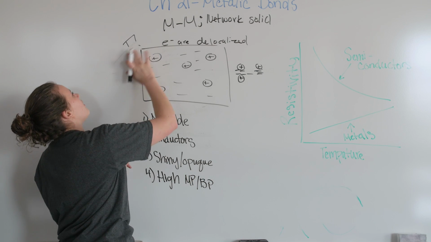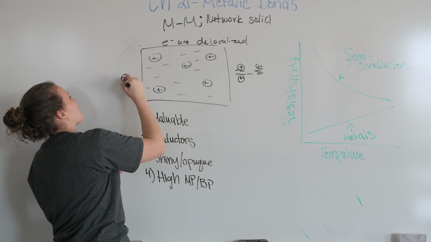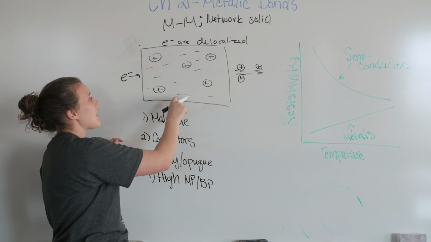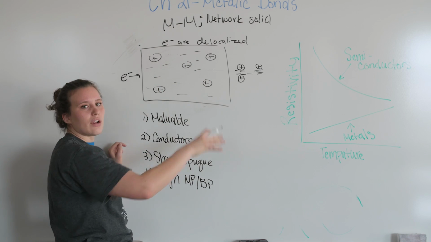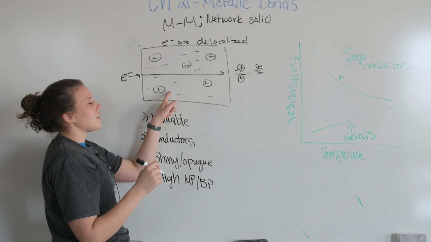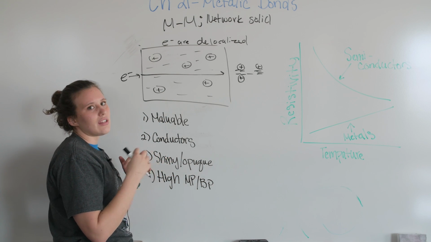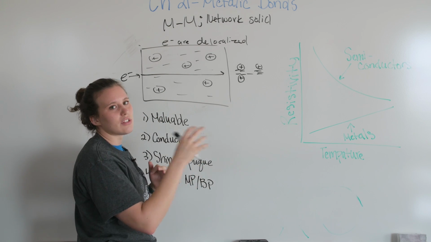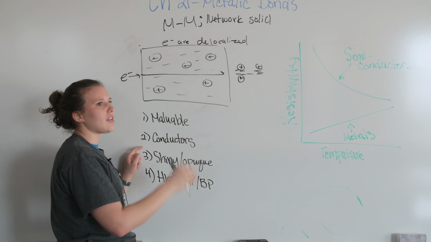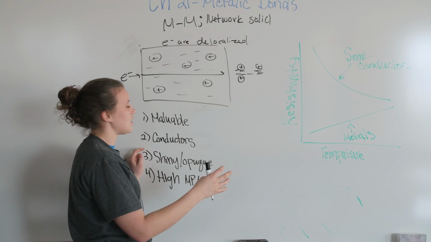So if I have an electric current, I just want to get this electron through. Because I have delocalized electrons all around, this electron can pass freely through because the delocalized electrons inside the metal will just move it through because they're free to move. So that's why they're good conductors. Electricity can be conducted because electrons will conduct it.